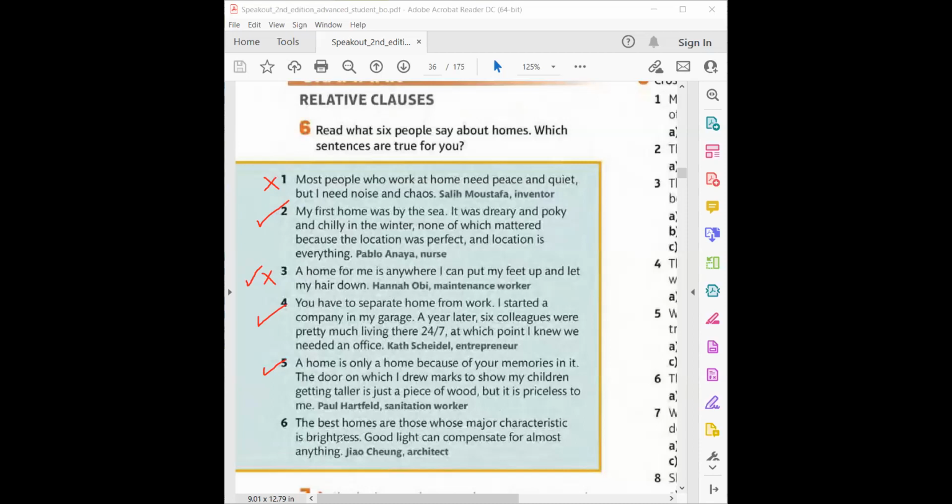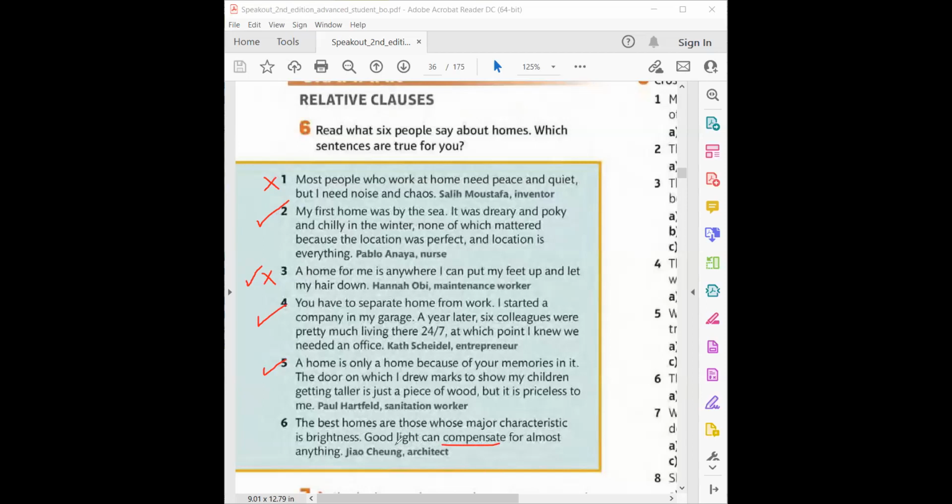And here, the best homes are those whose major characteristic is brightness. Good light can compensate for almost everything. Compensate means, how to tell you, like it gives you something else, like ta'weed in Arabic. Okay, compensate, it's from compensation.